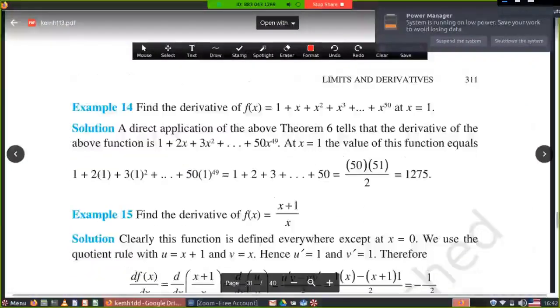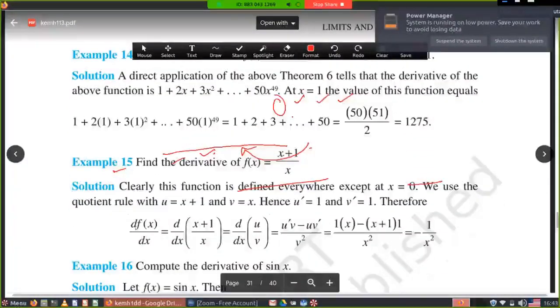Then question number 14. Here apply direct application of the above theorem. Tell the derivative of the function at x is equal to 1. The derivative is 0, 1, 2x, 3x square, as written here in the question. At x is equal to 1, it means put x is equal to 1. When you put x is equal to 1, you get the calculation equal to 1275.